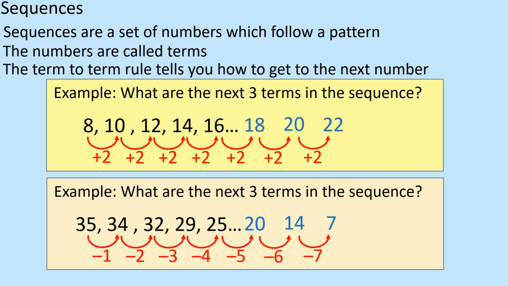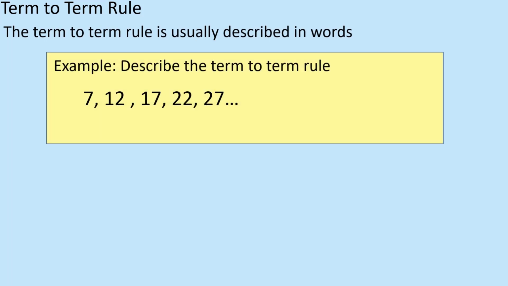No one's asking you to do anything else at this point in time other than look at the next three terms. So let's have a look at the term-to-term rule. We've already come across it in terms of describing what's going on. But if you're asked to describe the term-to-term rule, then you need to identify what is happening between one term and the next. Okay, so let's have a look at this one. I've got 7, 12, 17, 22, and 27. Hopefully, again, you can see reasonably quickly what is going on.